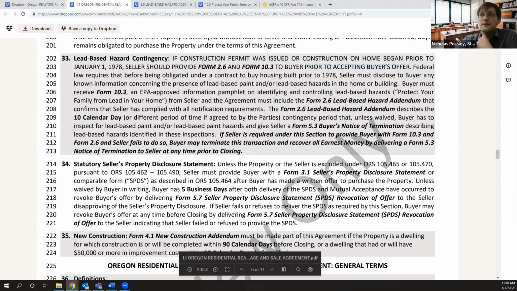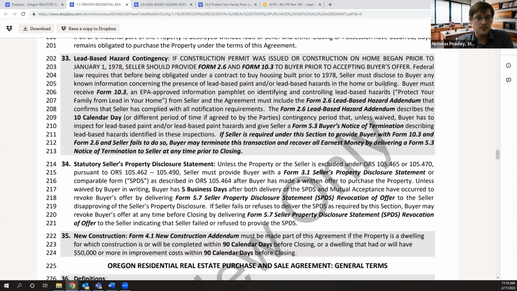Federal law requires that before being obligated under the contract, the seller has to disclose all of this various stuff. I'll get to it when we cover the lead-based hazard addendum, and they also have to give them the pamphlet. This is an EPA-approved pamphlet. There is a twist to this that isn't actually in writing here, but it's something that you should know for your information.